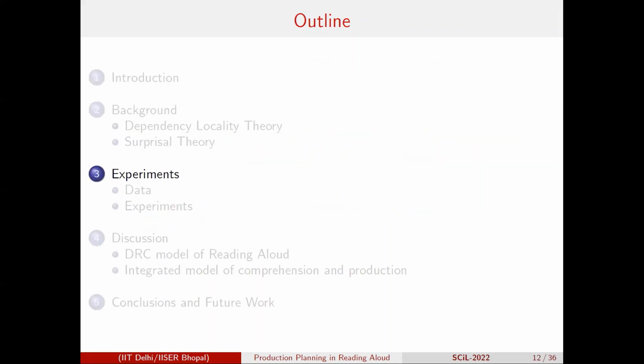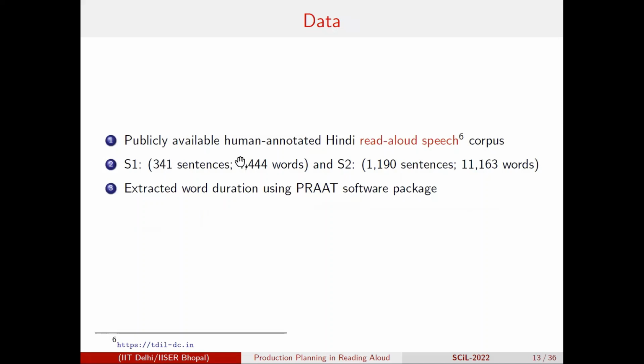So now I'll describe the experiments that we did in order to investigate various hypotheses stated at the outset. For this, we use a publicly available human annotated Hindi read aloud speech corpus, which comprises two speakers where they read around 1500 sentences, which comes to around 15,000 words. And we extracted the word durations using the Praat software package. And the goal is to predict these word durations using various other cognitive predictors, as I'll discuss in subsequent slides.